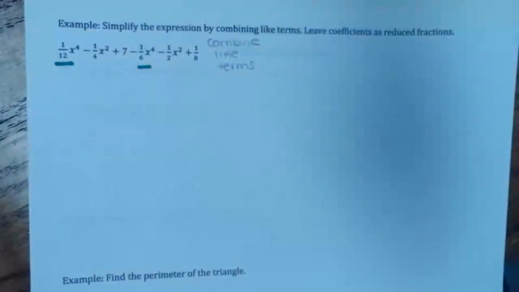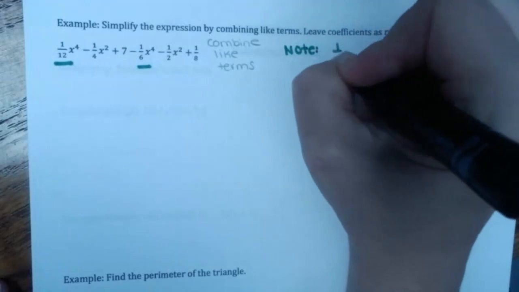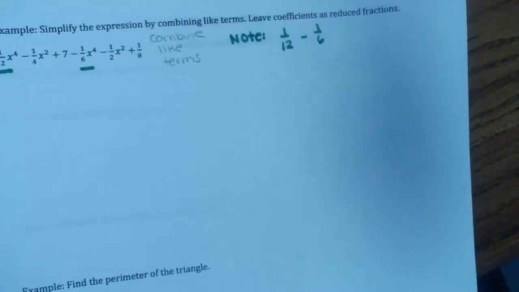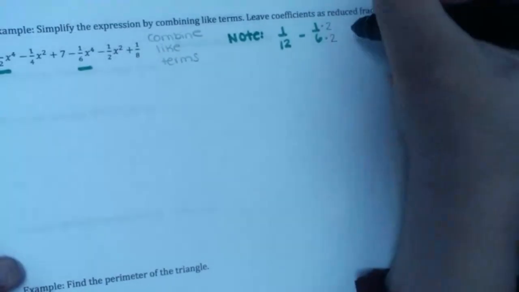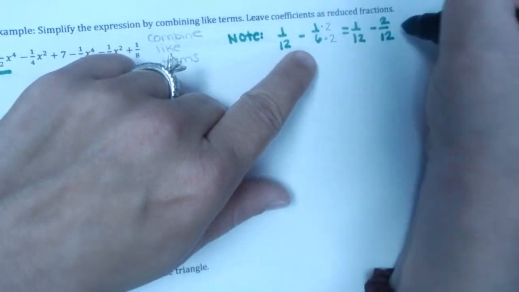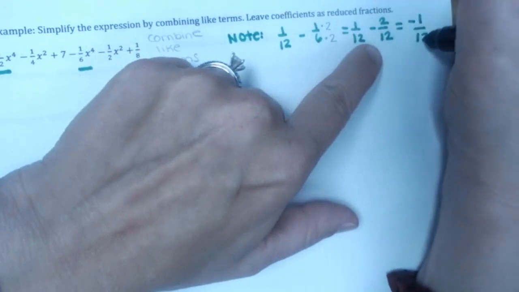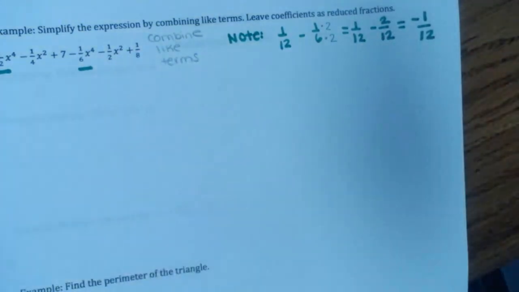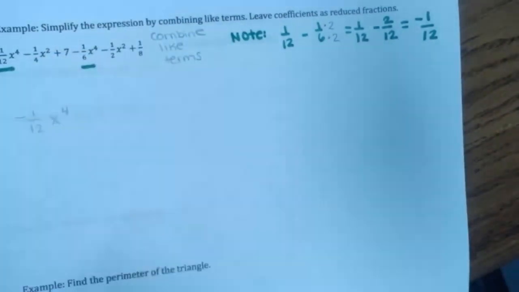All right. So I have 1/12 x to the fourth minus 1/6 x to the fourth. So side note, I have 1/12 minus 1/6. I need to get a common denominator. My denominator here would be 12. So I can multiply the top and the bottom by 2. And that would give me 1/12 minus 2/12. 1/6 becomes 2/12. So now they're like terms. 1/12 minus 2/12. 1 minus 2 would give me negative 1/12. So I have negative 1 over 12 x to the fourth.